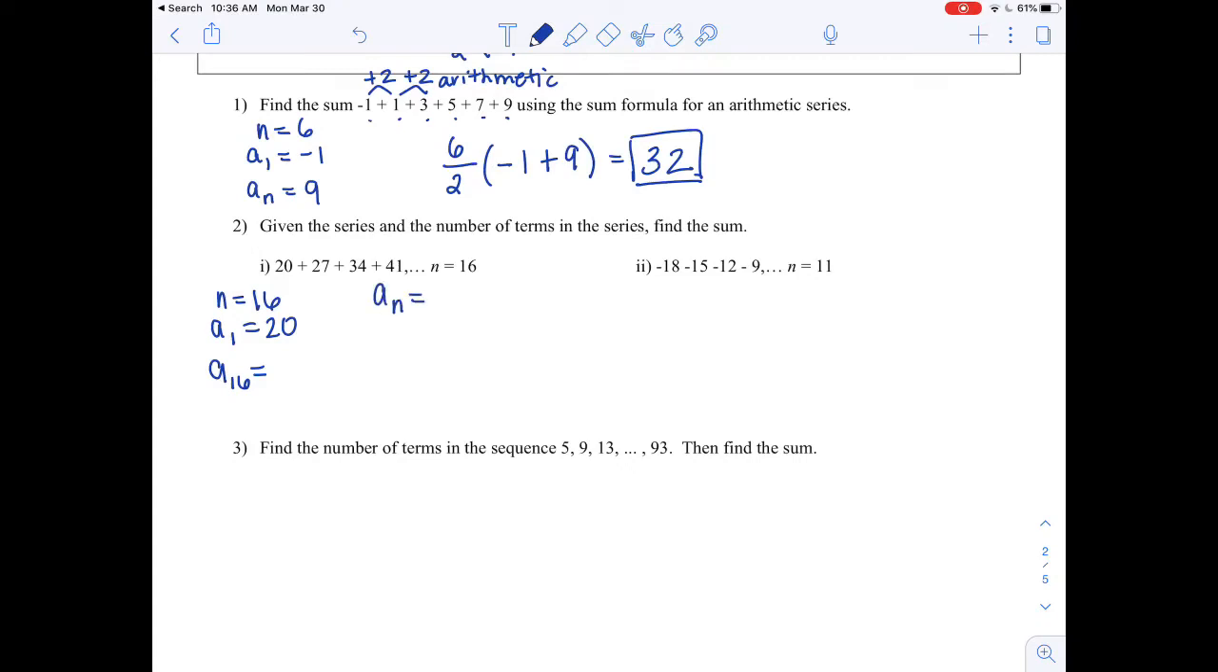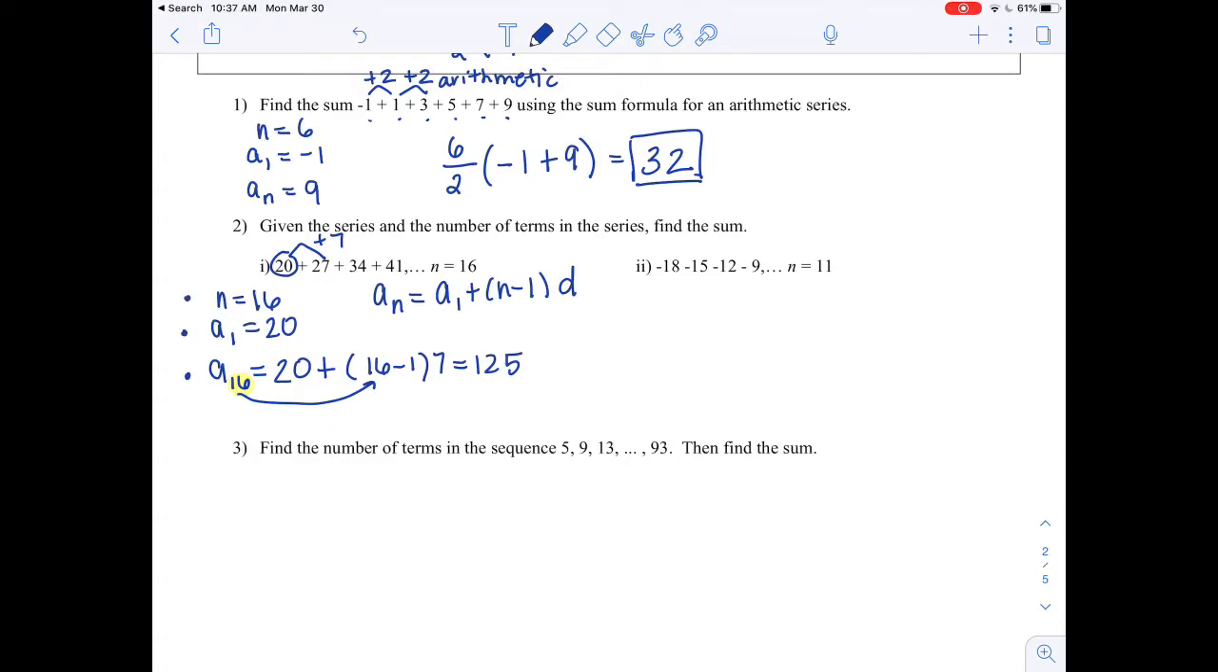So if you remember back from our previous lessons, when you want to create a rule for an arithmetic sequence, the rule was a sub n equals a1 plus n minus 1 times your common difference. Okay, that was our arithmetic sequence rule. So if we want the 16th term, we're going to take our very first term, which is 20, and add n minus 1. Remember, 16 is your n, so 16 minus 1 times your common difference. The way I go from 20 to 27 is that I'm adding by 7, so my common difference is 7. And when I do that, I find out 125 is my 16th term.